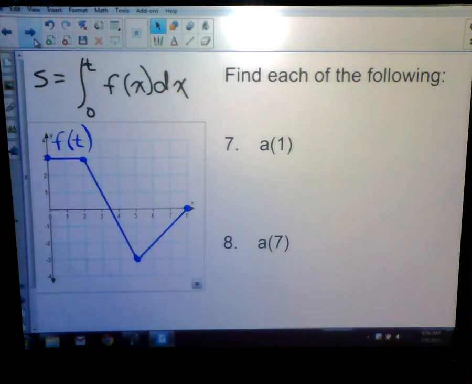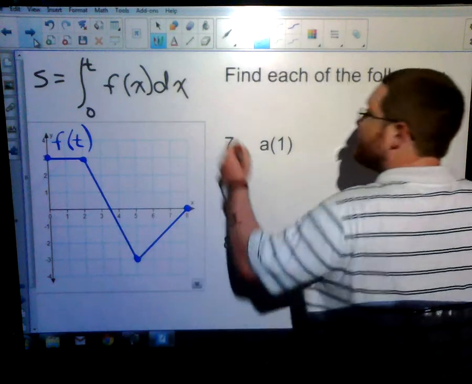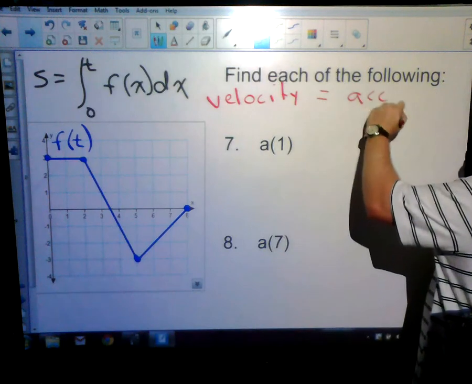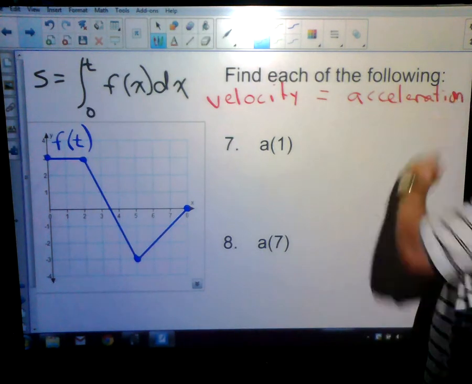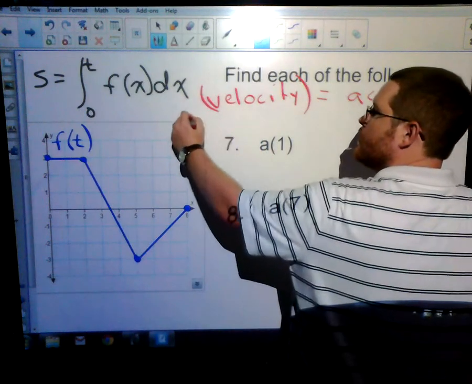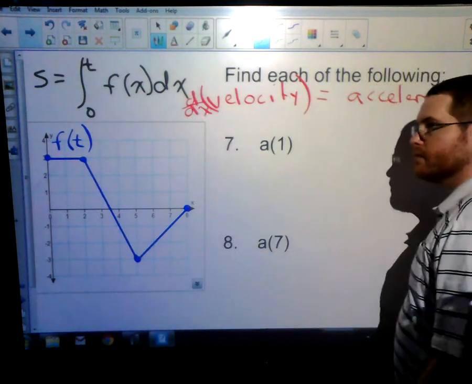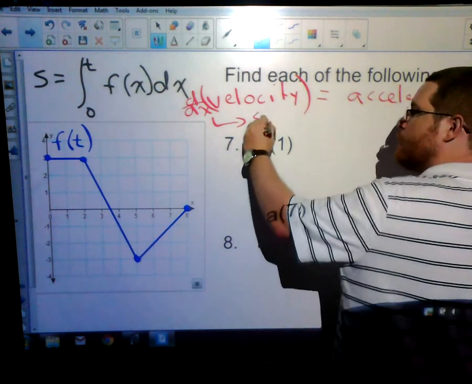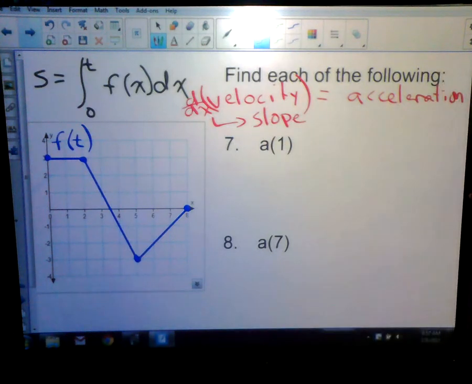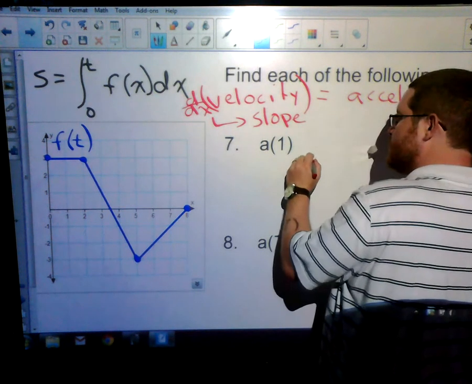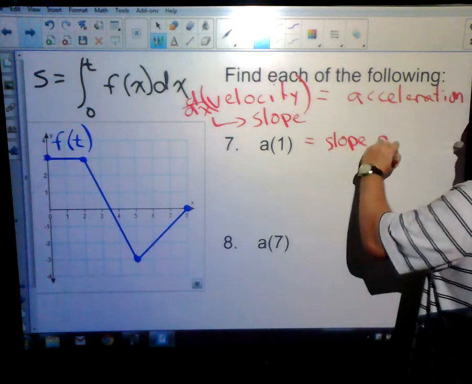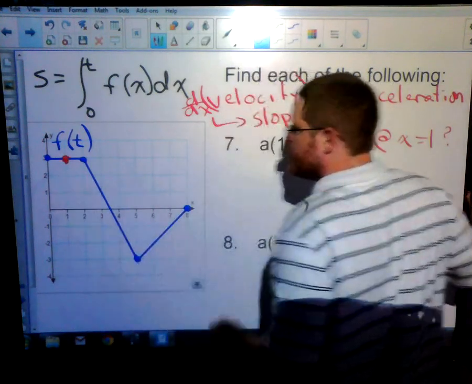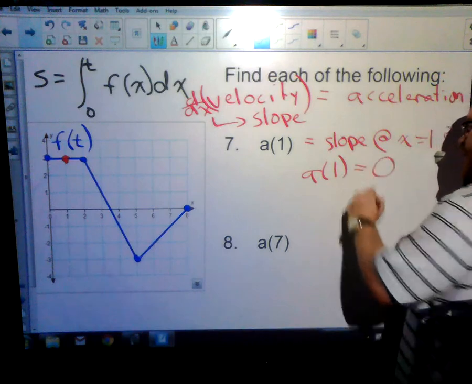Ooh, what about acceleration? This is a velocity graph. But what do you have to do to velocity to get acceleration? What in calculus do you have to do to velocity to get acceleration? You have to take the derivative. What does derivative of a graph mean? How do I find derivative from a graph? What I'm really asking you for is the slope of the graph. In other words, this is saying what's the slope at x equals 1? That one's really easy. It's flat, so it's 0.